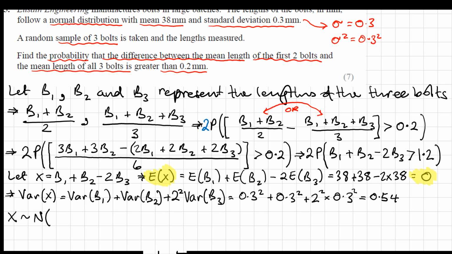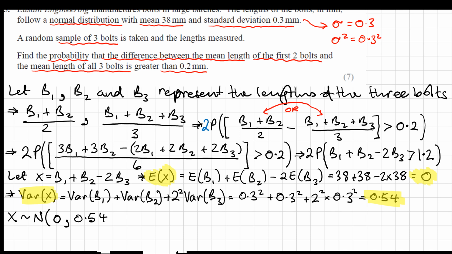And it has a mean of 0. I guess I should have highlighted here that the variance of x is equal to 0.54. So mean of x is 0, variance of x is 0.54. You could write that as the square root of 0.54 squared.